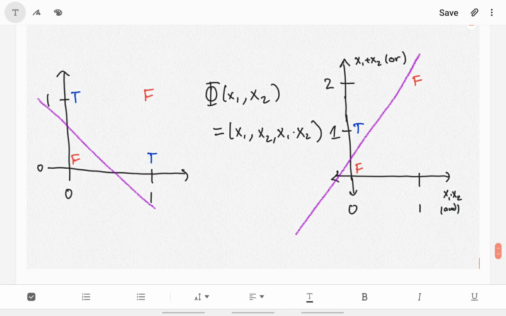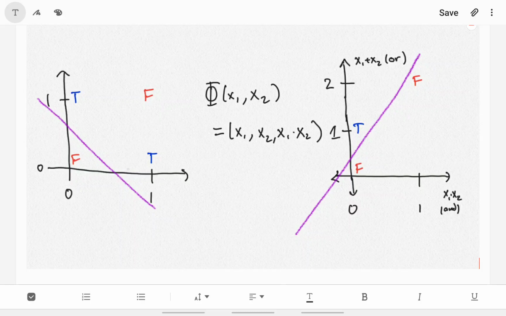...coming up with some high-dimensional embedding that could then learn XOR with a linear decision boundary. So let's plot the XOR data. That's what's on the left-hand side here. We have the trues at 0,1 and 1,0, that's when XOR is true, so I'm going to put a T next to 0,1 and 1,0. But it's false at 0,0 and at 1,1. XOR is false in those cases.